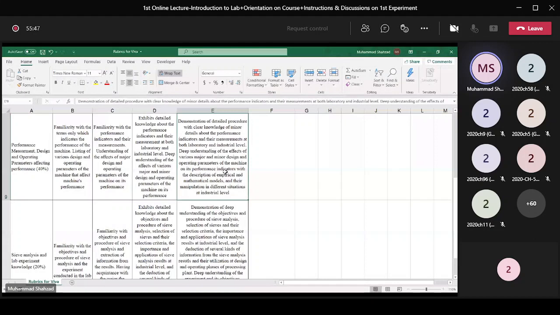You need to find the equations as well. Equations are provided in those books as well. There is another book if you need to find more equations or mathematical models. There is a book, Mineral Processing.